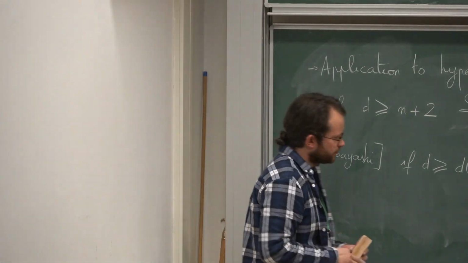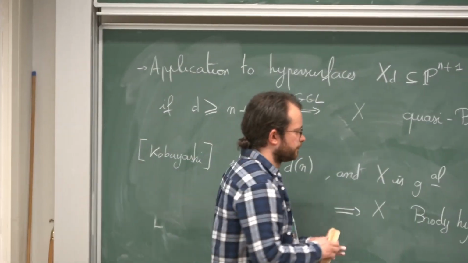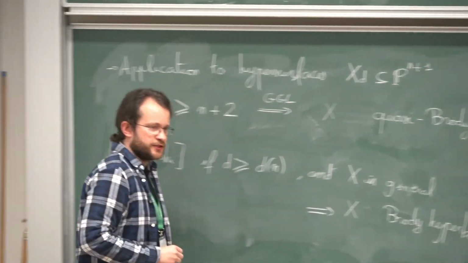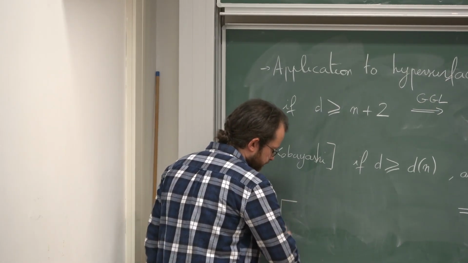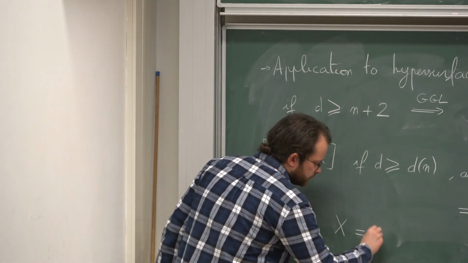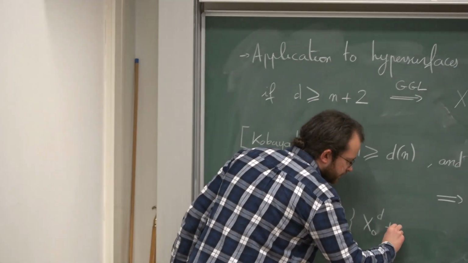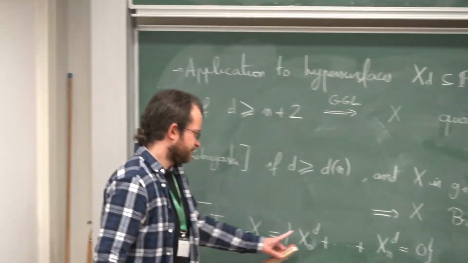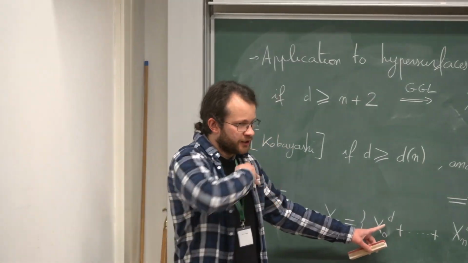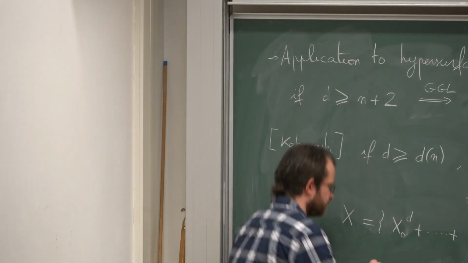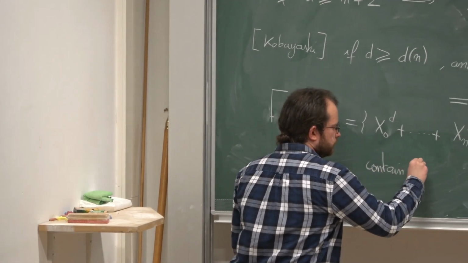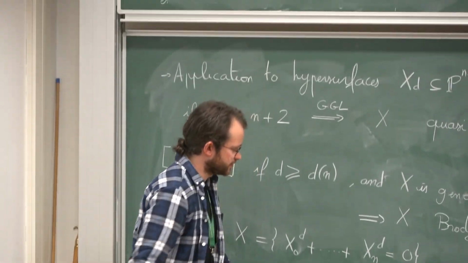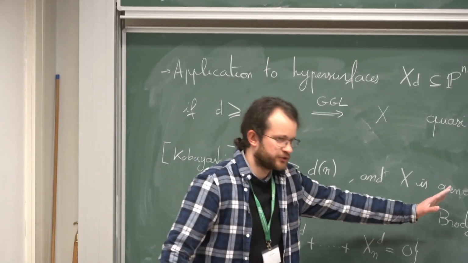So let me emphasize the fact that general is very important here, since we know that in Fermat hypersurfaces, for example, so if you are inside P^n and you take any hypersurface given by this equation, you can have hypersurfaces like that with d as big as you want, so that they contain P^1s in general. So you want to avoid these examples, and that's why you must take general in the conjecture.